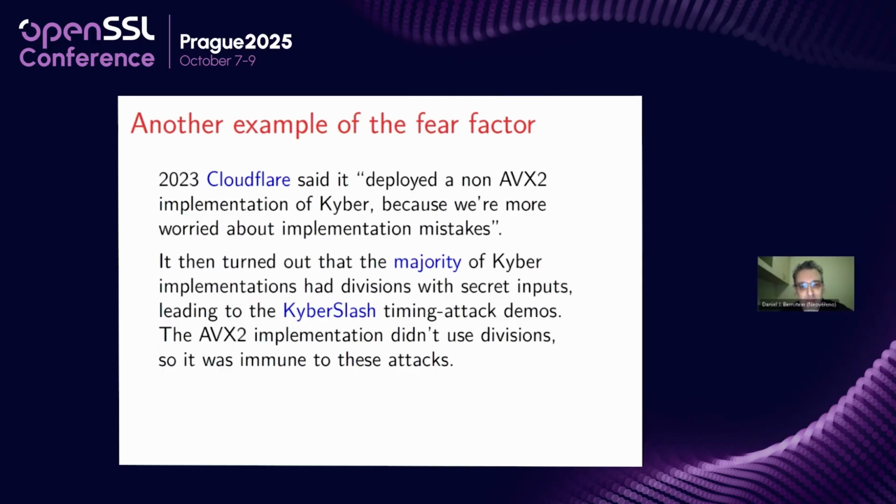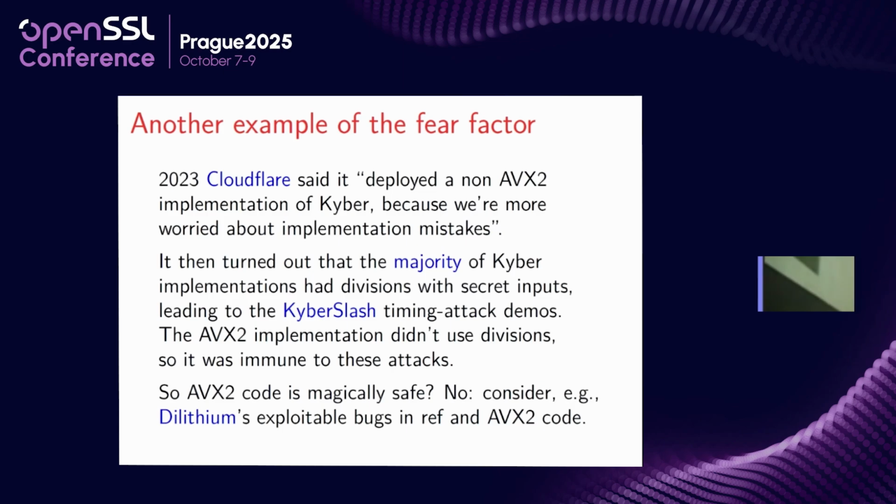The AVX2 software was not using division, so it was one of the implementations that was not vulnerable. That does not mean that you should just think that AVX2 code is fast and bug-free because, for instance, Dilithium, the original reference software and the original AVX2 software both had exploitable bugs. They were interoperable, but not secure.